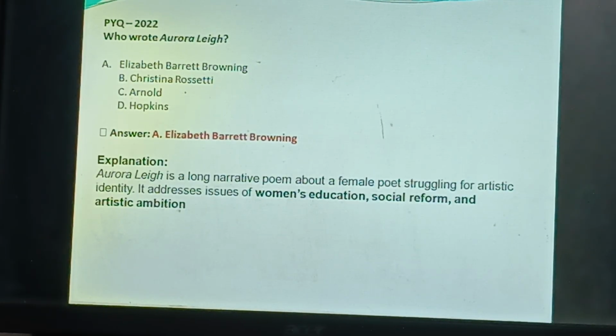Who wrote Aurora Leigh? Elizabeth Barrett Browning, Christina Rossetti, and Gerard Manley Hopkins. So the correct answer is A. Elizabeth Barrett Browning. Aurora Leigh is a long narrative poem about a female poet struggling for artistic identity. It addresses issues of women's education, social reform, and artistic ambitions.